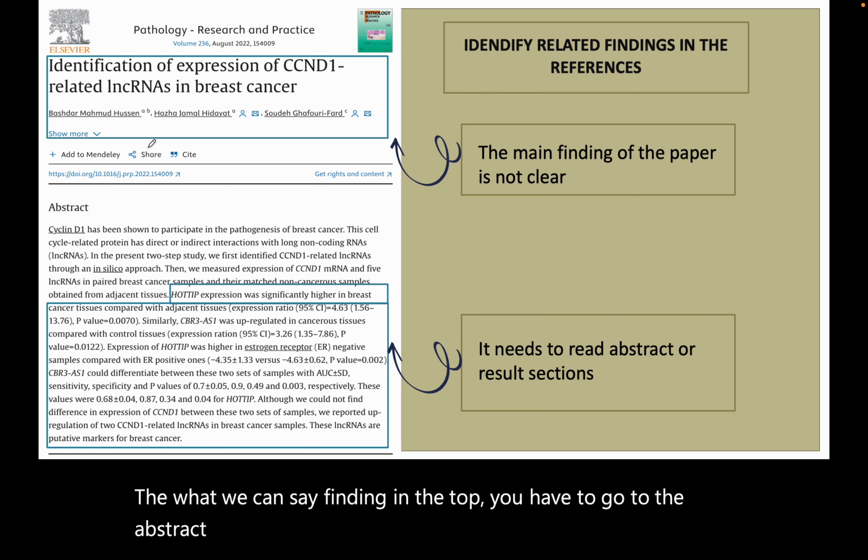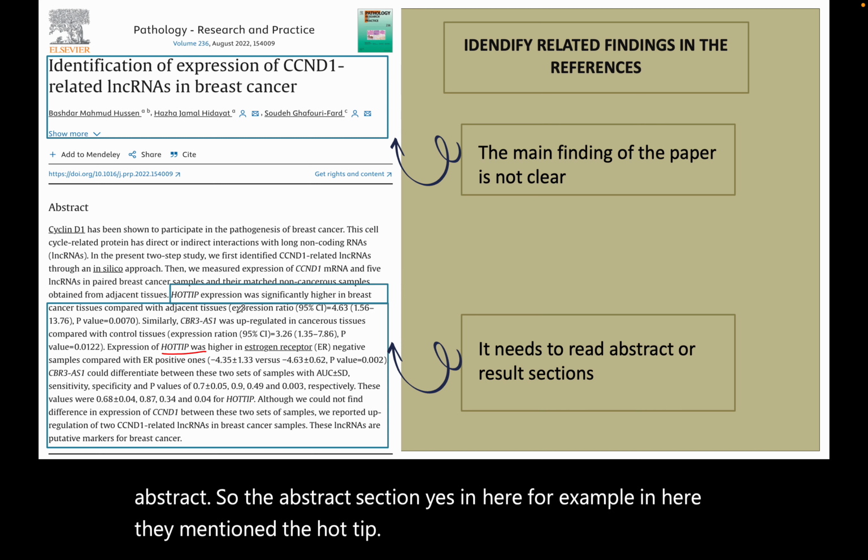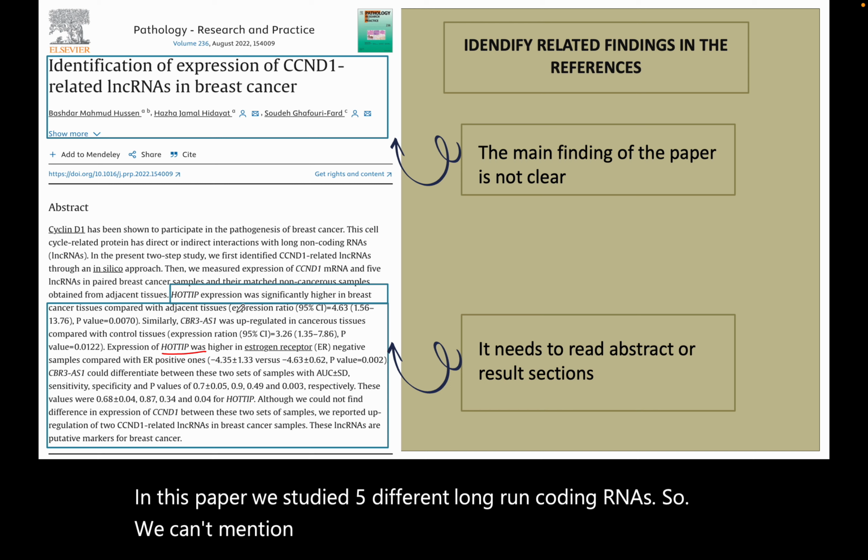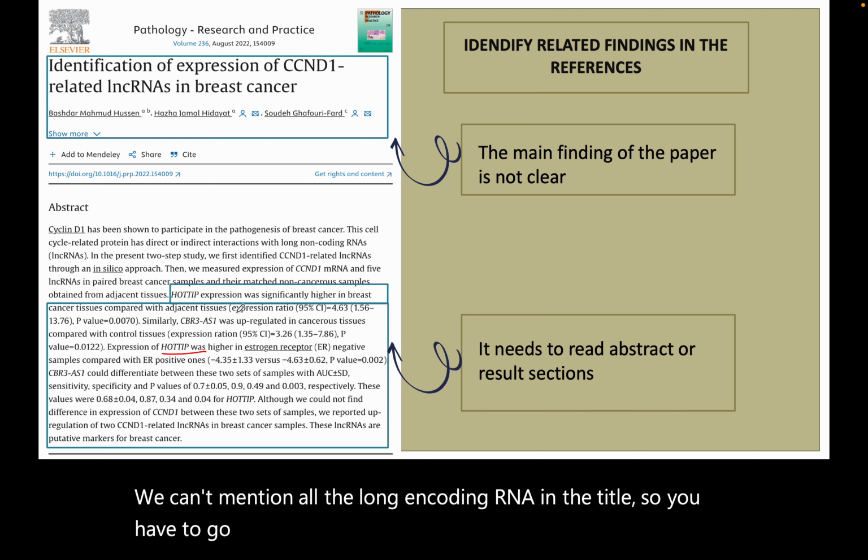So in the abstract section, for example, here they mention HOTIP. In this paper, we studied 5 different long non-coding RNAs. So we can't mention all the long non-coding RNAs in the title. So you have to go to the abstract section.